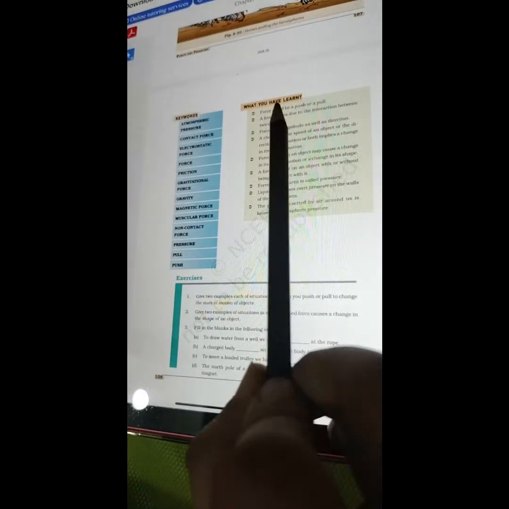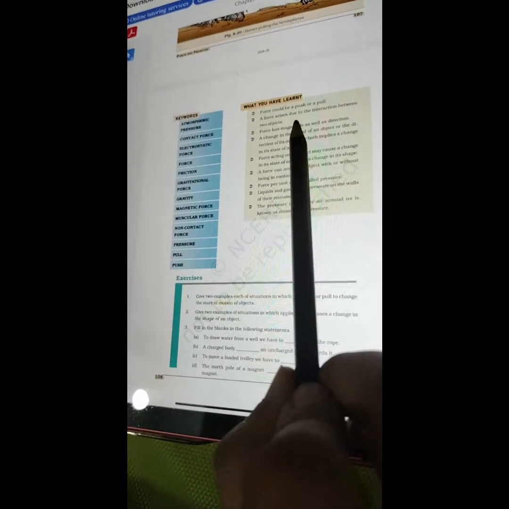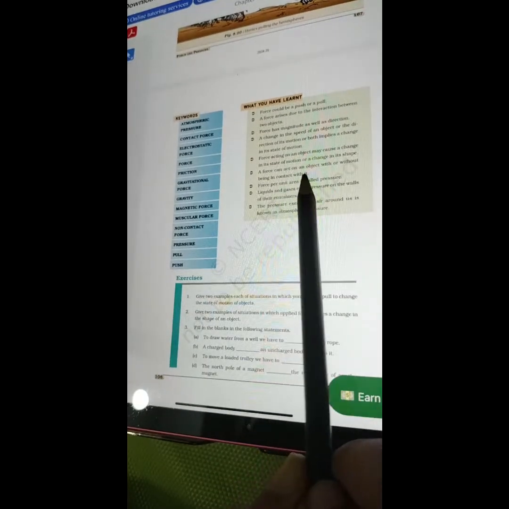Summary of the chapter. Force could be push or a pull. A force arises due to the interaction between two objects. Force has magnitude as well as direction. A change in the speed of an object or the direction of the motion or both implies a change in its state of motion. Force acting on an object may cause a change in its state of motion or a change in its shape. A force can act on an object with or without being in contact with it. Force per unit area is called pressure. Liquids and gases exert pressure on the walls of their containers. The pressure exerted by air around us is known as atmospheric pressure.